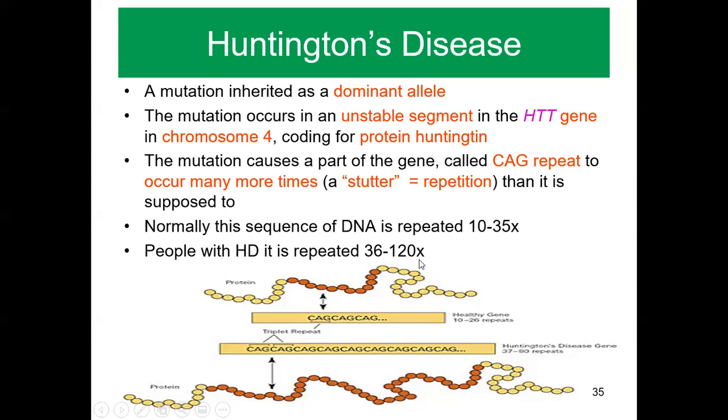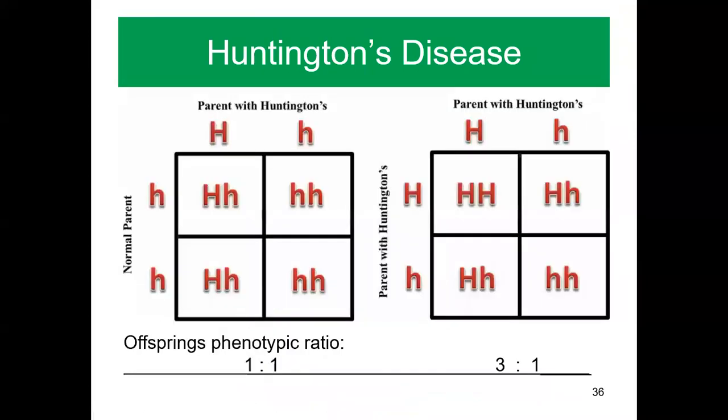So when it's repeated more than 35 times, the number of amino acids becomes more. So the entire huntingtin protein becomes longer. The polypeptide chain becomes longer. That leads to the atrophy, brain cell death. That's what has been found.